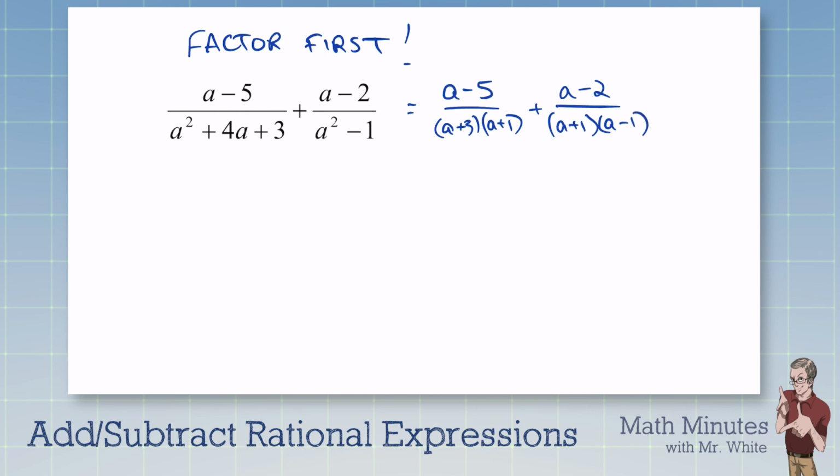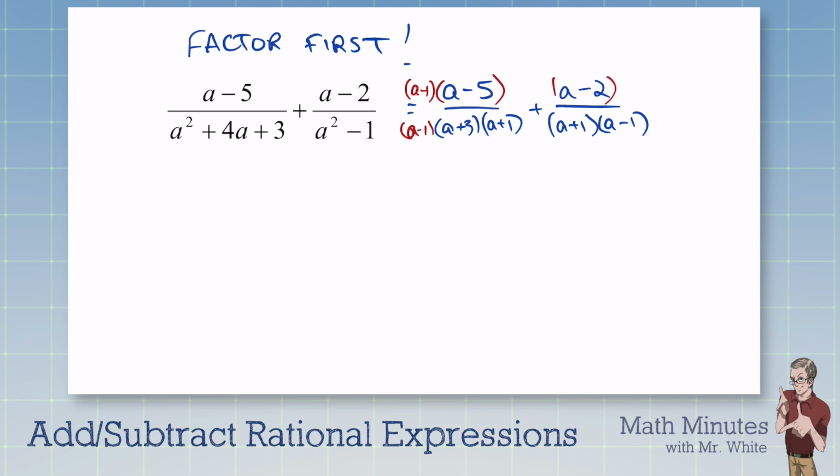So let's see what's floating around. I see an a plus 3, but this one doesn't have it, so we'll have to put it over there. This one already has an a plus 1, and we got an a minus 1, so we'll have to introduce that one over here. So let me grab another color. We'll do a minus 1 over here, a minus 1 over here.